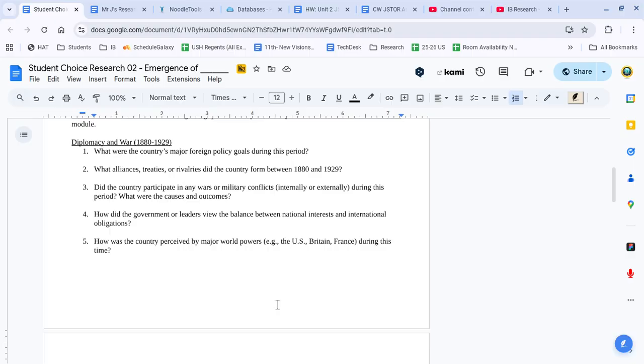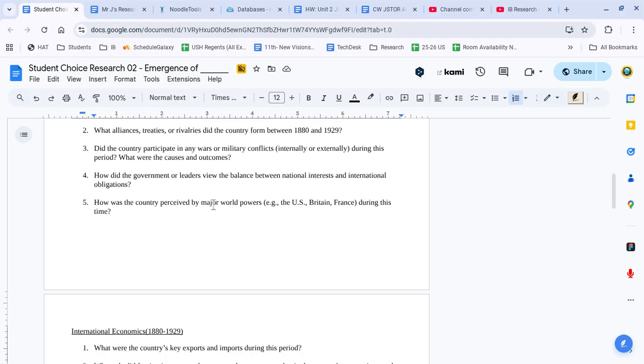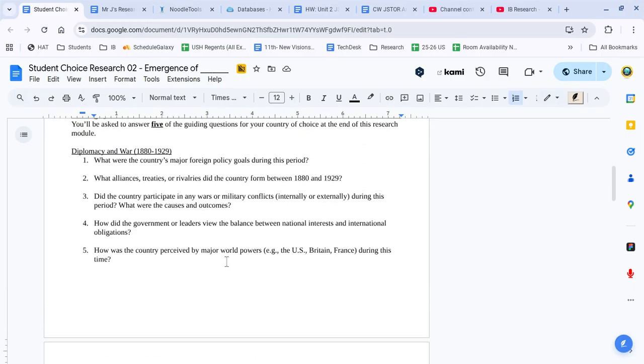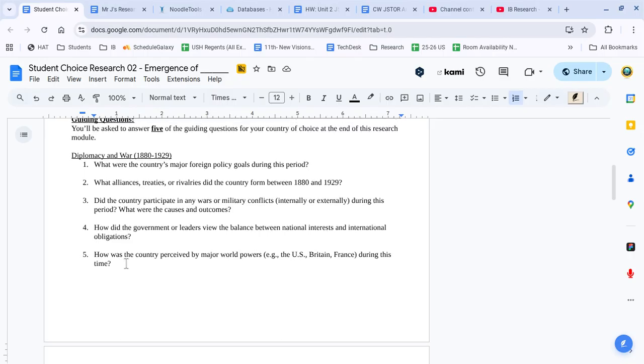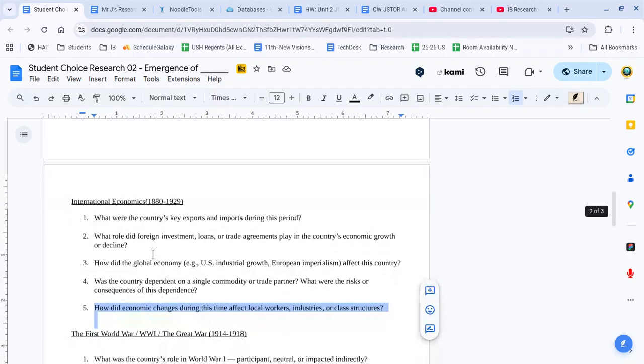And then how is the country perceived, right? What was the perspective of other countries on your country during this time period? So you might need to find different sources for some of these, as you're sort of seeing here.